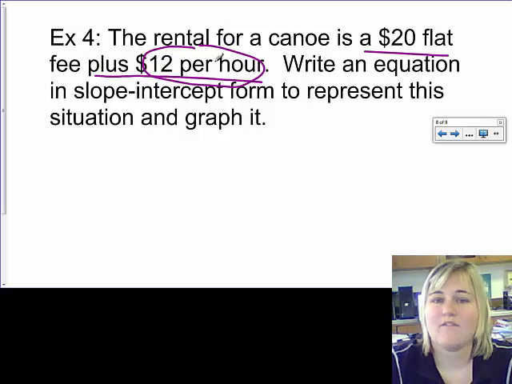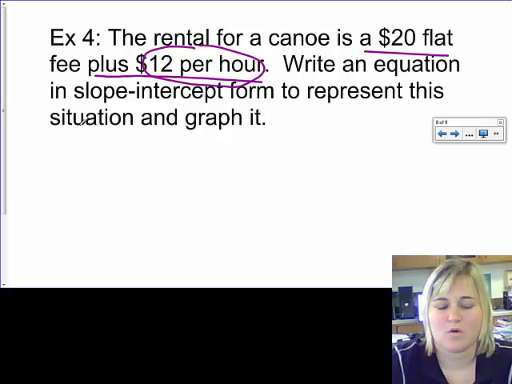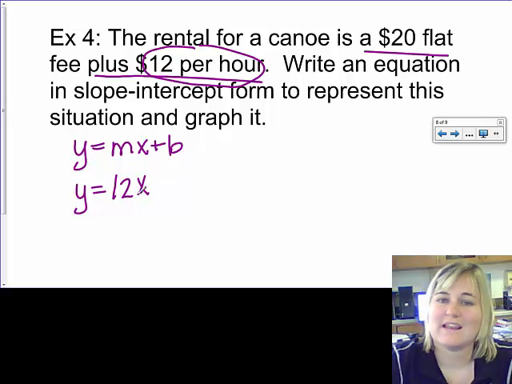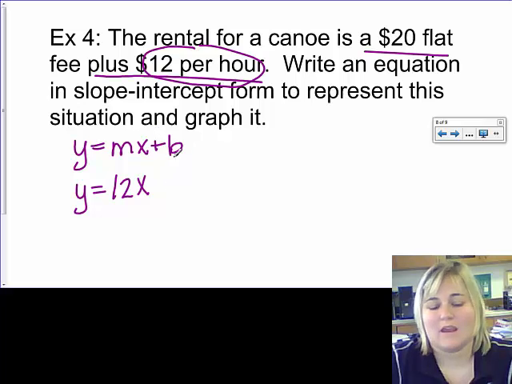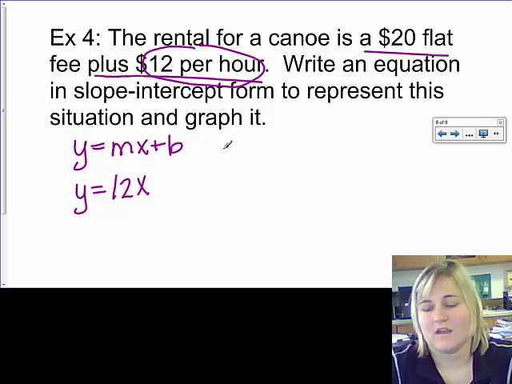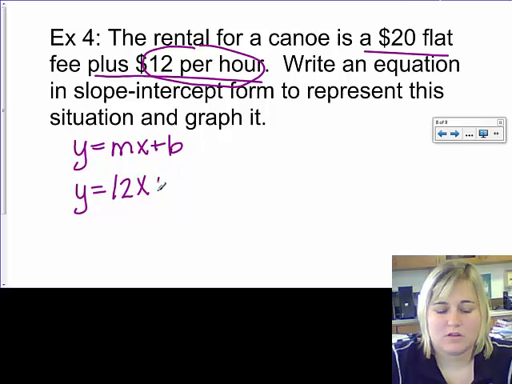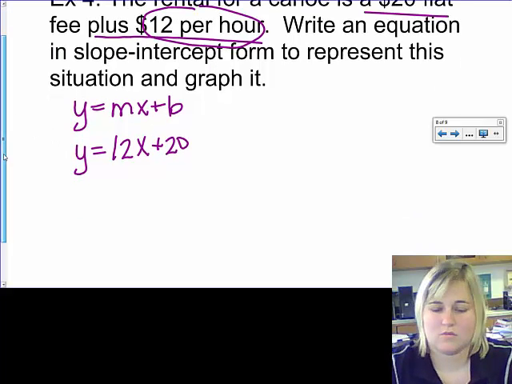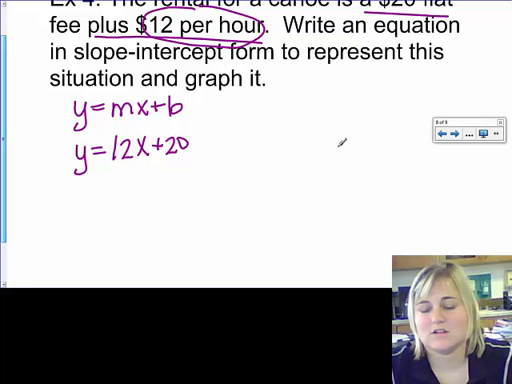So we would call this 12h normally, but since we're going to put it in slope-intercept form, instead of h, we're going to be using x. So I'm going to have y equals, my slope here is going to be my 12. 12x, x is going to represent hours, because for every hour I plug in here, that's going to tell me how much it's going to cost for that $12 fee for each hour. This plus b, this is my flat fee. My flat fee was $20. So I have to put plus 20. This is my equation that I wanted.